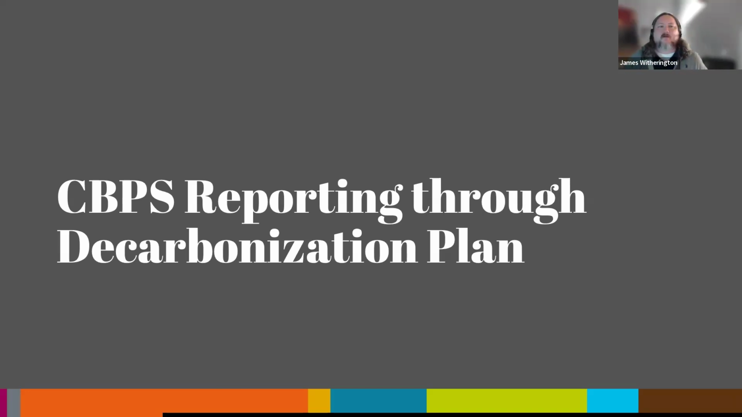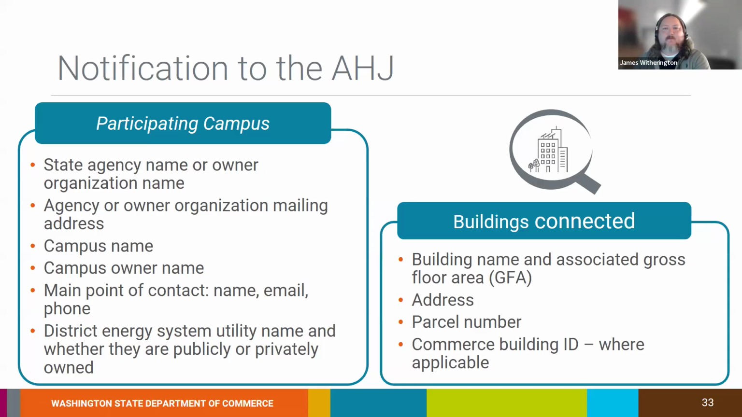All right, so I'm going to talk quickly about the reporting requirements for the decarbonization plan. Next slide, please. So the first step in this is a notification to Commerce. As I think we've already talked about here, that initial period was set at June 30th, 2024. However, we are allowing folks to submit their registration and opt-in forms all the way up until June 30th, 2025, which is the main decarbonization plan submittal date.